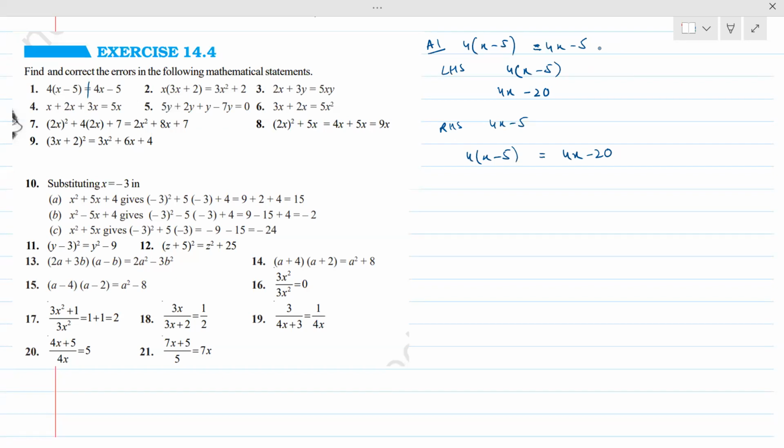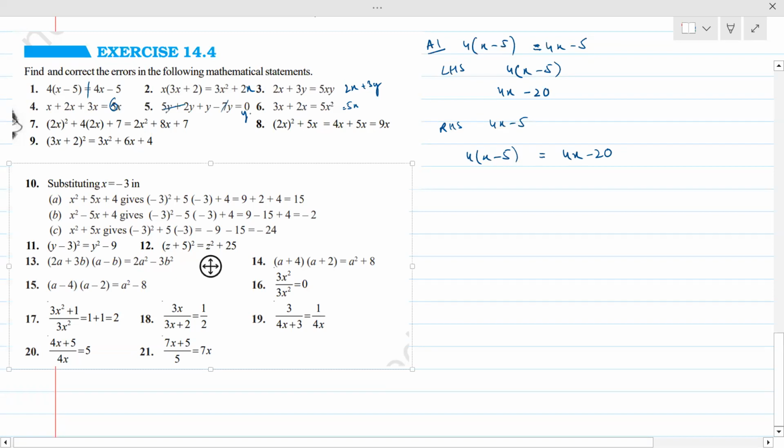Similarly for the second, it is 3x square plus 2x should be here. Now in this, 2x plus 3y is not correct because these are not like terms, so it will be only like this. If I say x plus 2x plus 3x, it will be 6x. If I say in this 5y plus 2y plus y will be equal to y, not 0, because 7y and this are cutting, but y is also remaining. So it should be y here. If I say this 3x plus 2x is 5x, not 5x square.